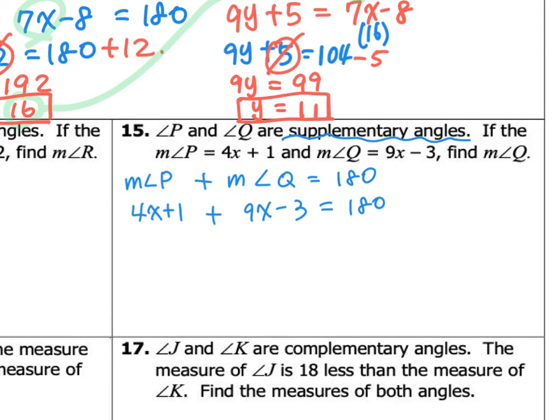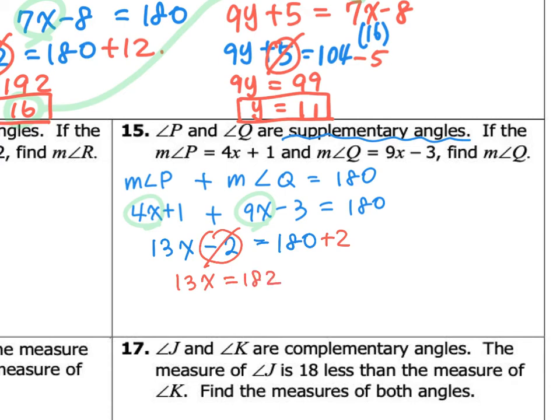Combine the like terms, 4x and 9x. That will give 13x, 1 minus 3, negative 2, equals 180. So now you're going to add 2 on both sides. So 13x equals 182 and divide by 13 on both sides. x equals 14. So we found the x value.